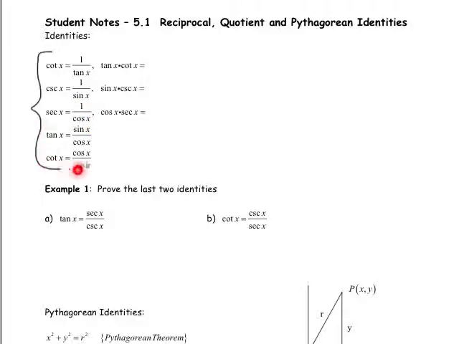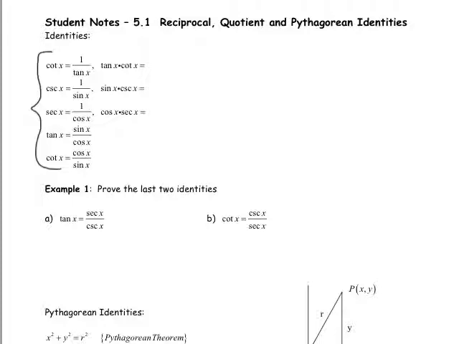These bottom two identities are things we talked a lot about while we were graphing. So we said that tangent of x is equal to sine x over cosine x, and cotangent of x is equal to cosine x over sine x. So hopefully these are things that you are familiar with, and if not, I would recommend putting these to memory.